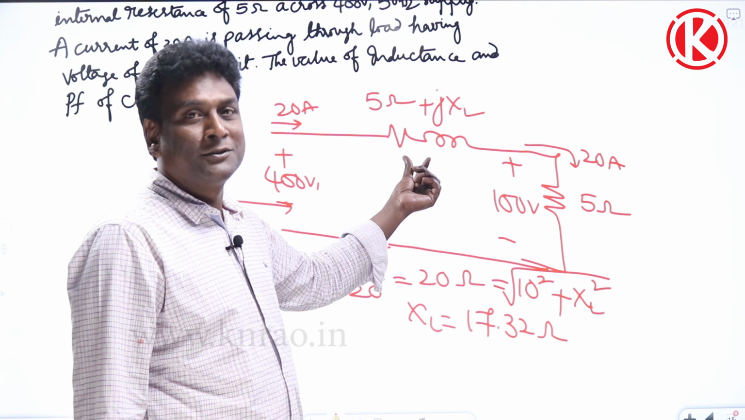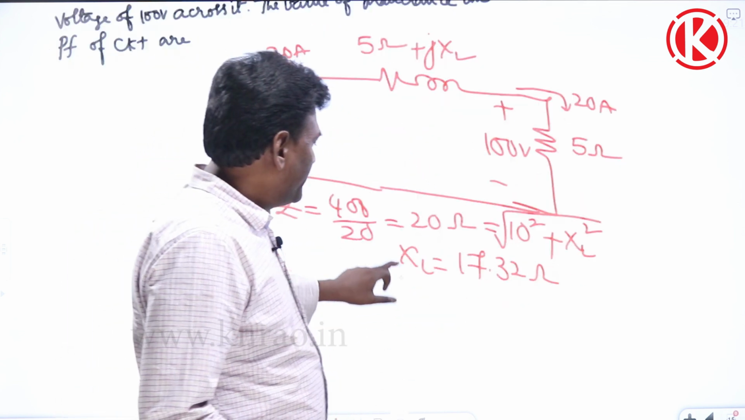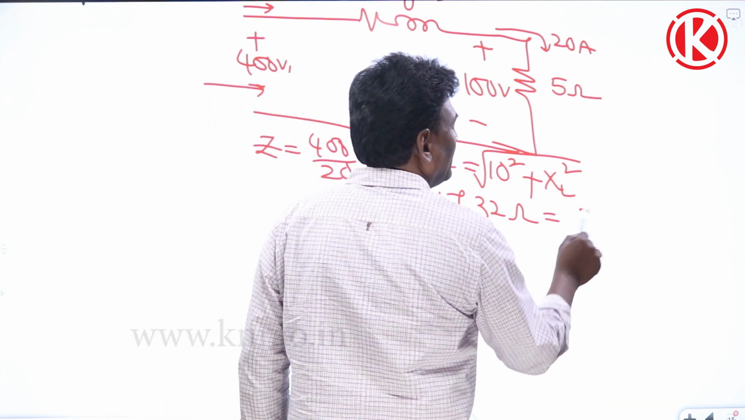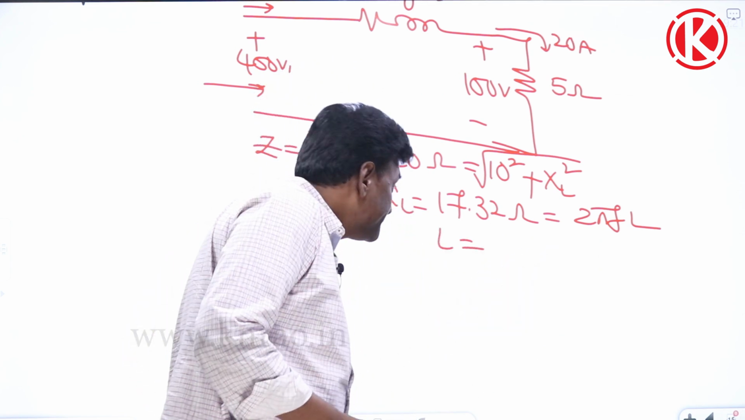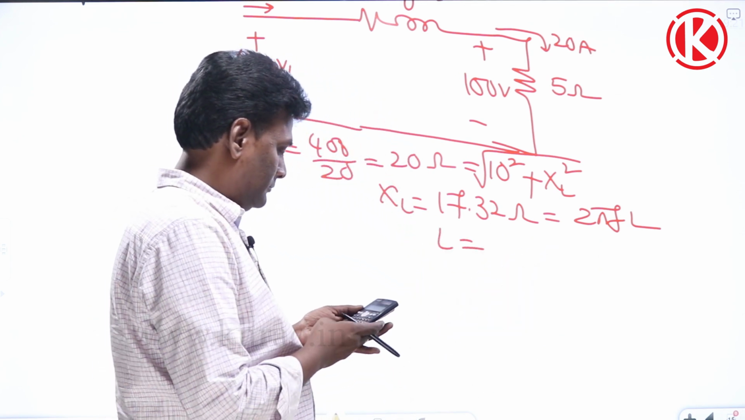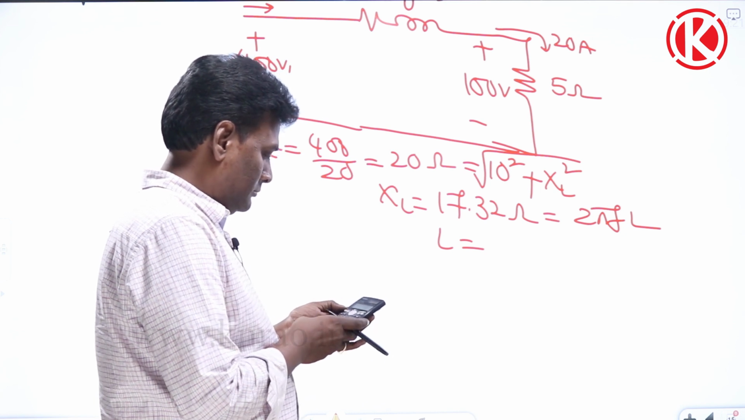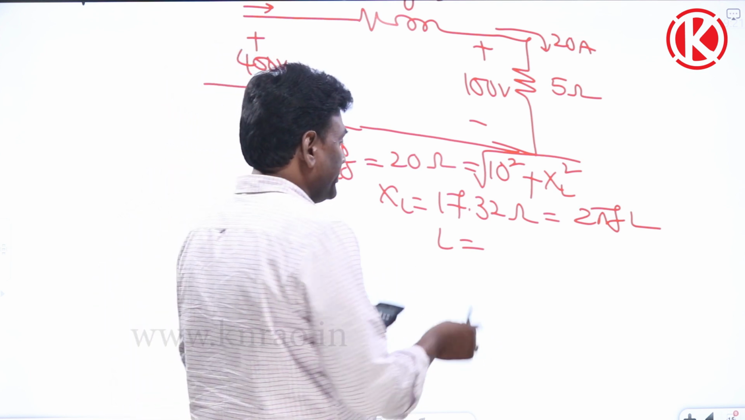But they asked for the inductance value, which means you have to convert that into inductance. The frequency is 50 hertz, they have already said. So XL is going to be omega L or 2 pi f L. The L value is going to be XL divided by 2 pi f, which is 55 millihenries.